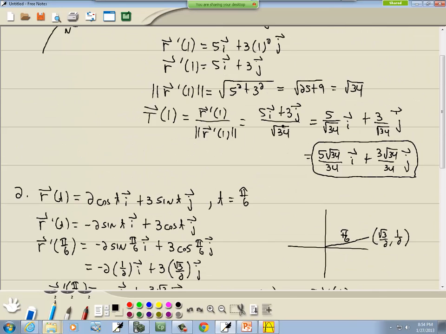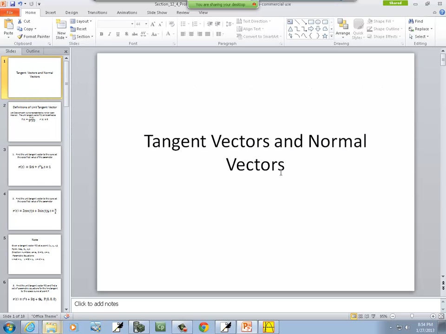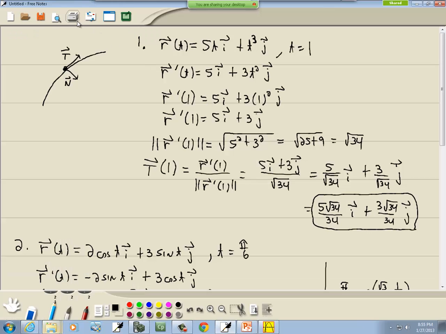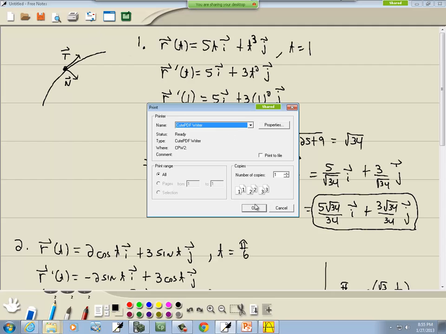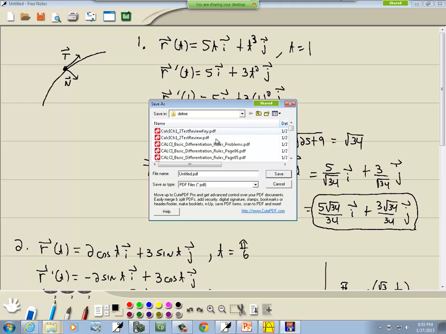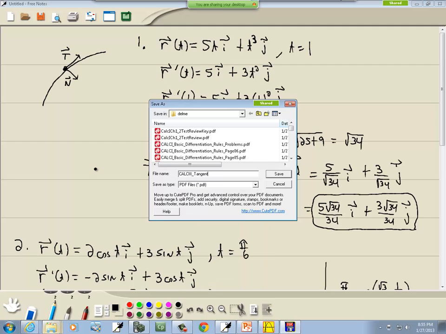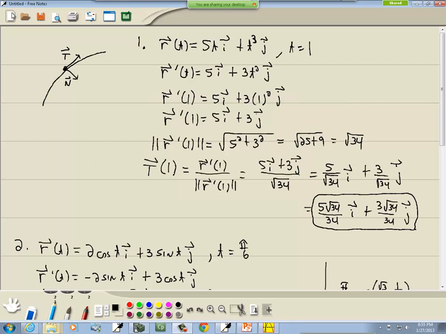And let me save that page. Tangent vectors and normal vectors. Okay, so calc 3, tangent vectors and normal vectors. Page 01.pdf. There we go.